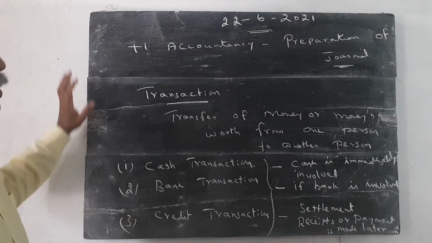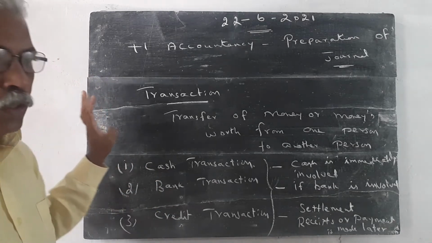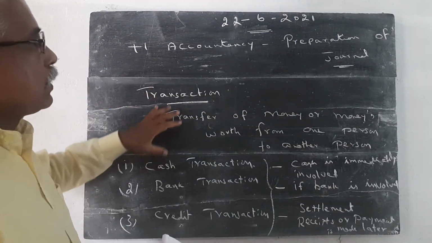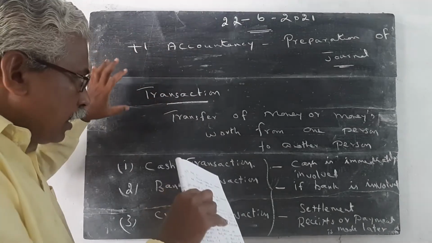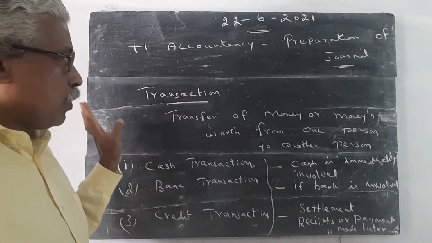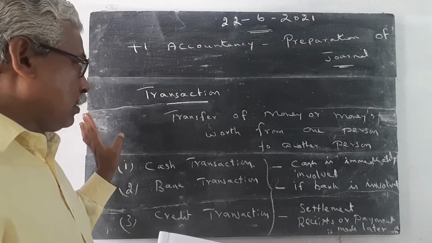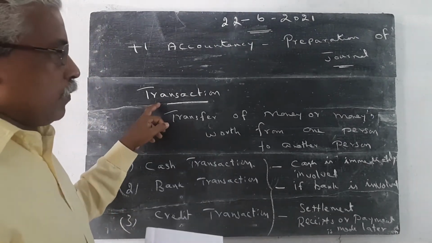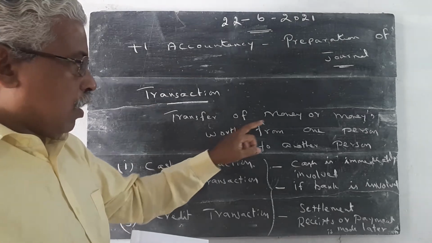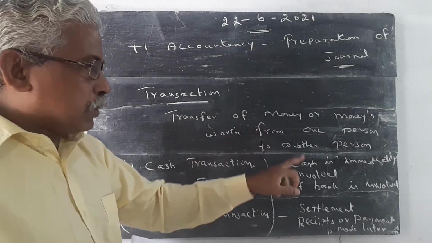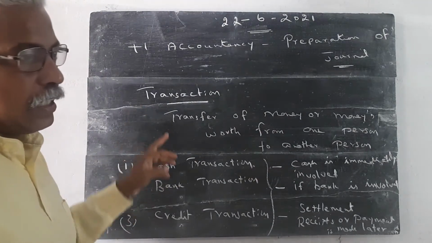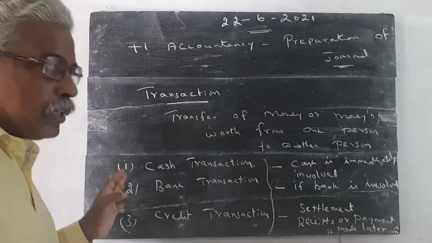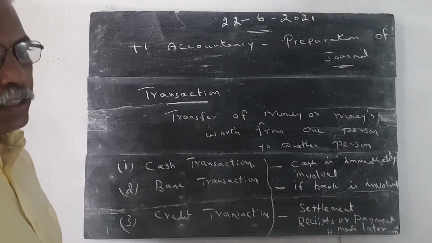Once again, I explain that these are new terms for those who joined the +1 class. So please listen thoroughly to the class, otherwise you will not be able to follow it. Listen carefully. Transaction: transfer of money or money's worth from one person to another person is called a transaction.